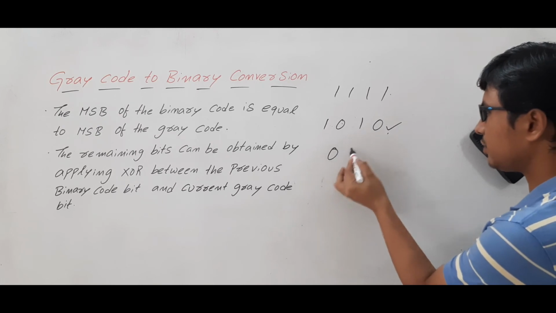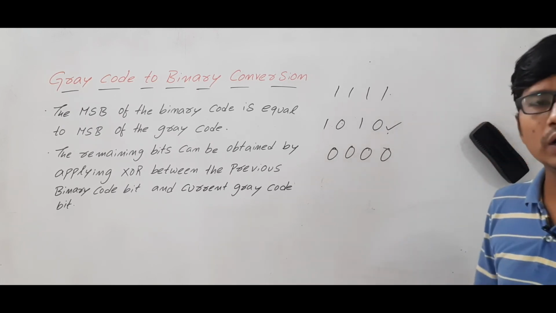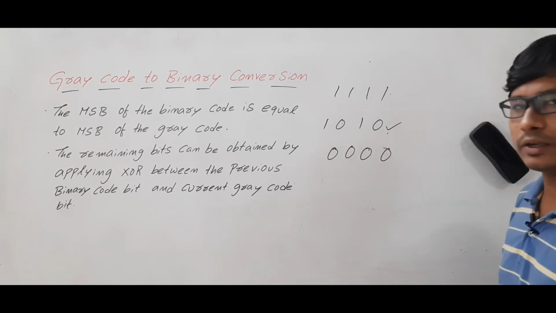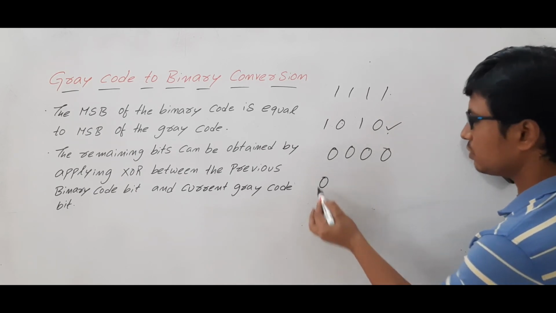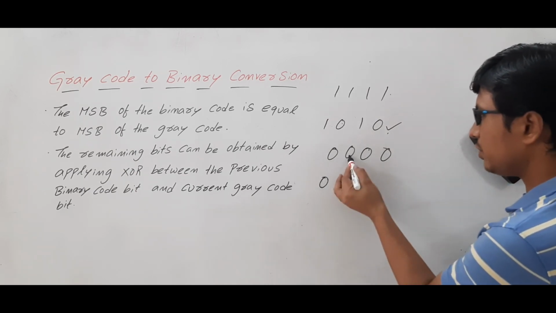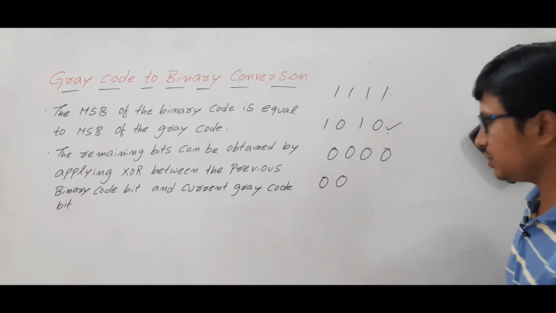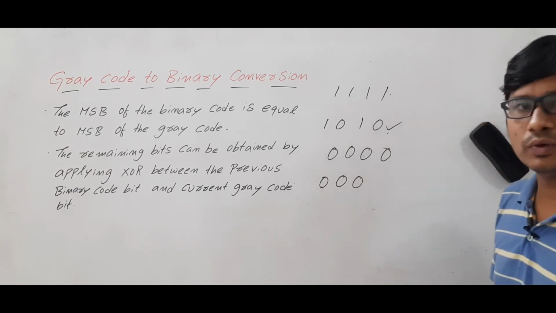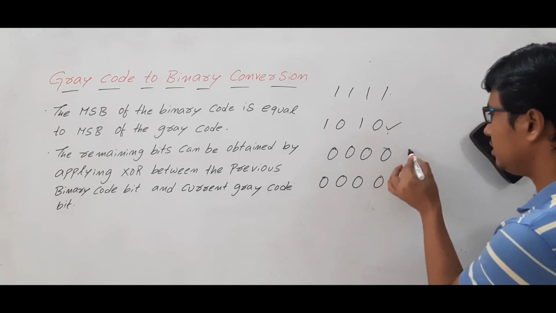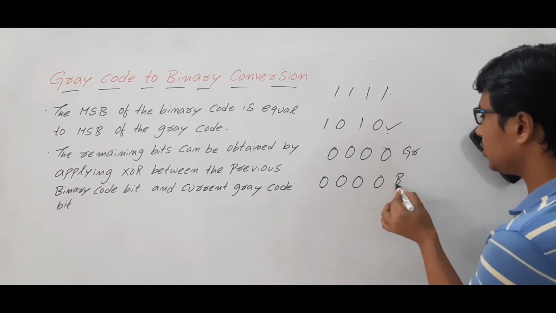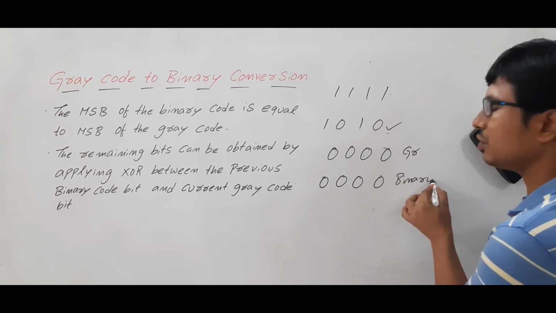Let me check another one. 0, 0, 0, 0. What will I get as the equivalent binary code? Okay. 0 you will get as it is. 0 exclusive OR 0 you will get 0. 0 exclusive OR 0 you will get 0. 0 exclusive OR 0 you will get 0. So for the given gray code we got the same binary code.